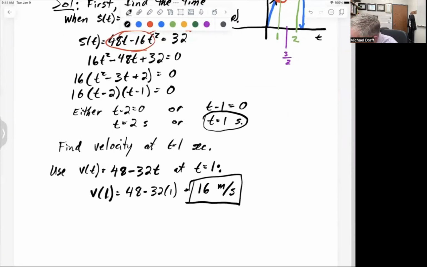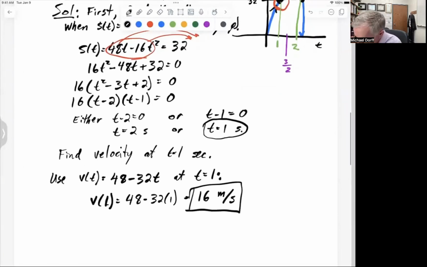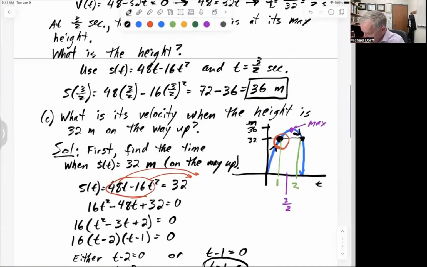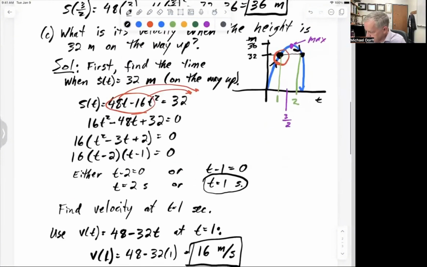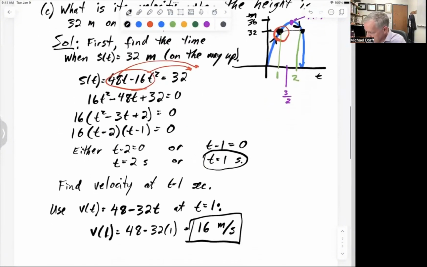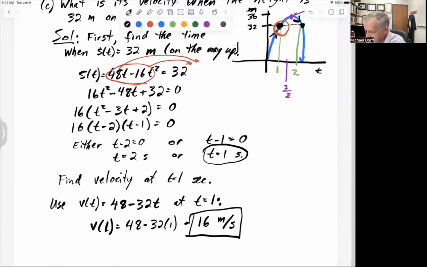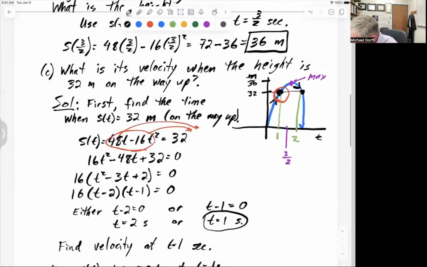If I were to do this in terms of the way down, what I'm going to end up with is a negative number, and it's going to be negative 16 meters per second. Now, that may not be clear to you right here, but that's what's going to happen. There's going to be a symmetry there that also works.